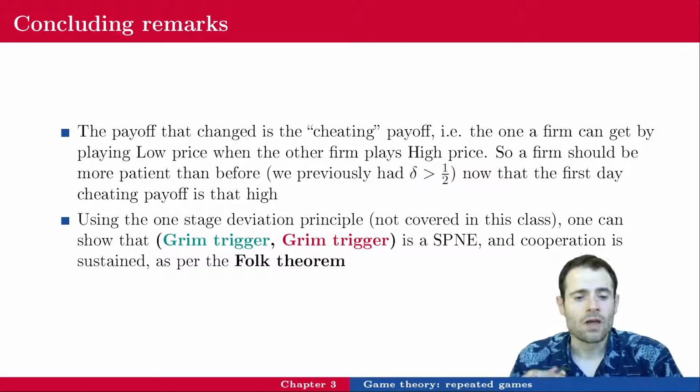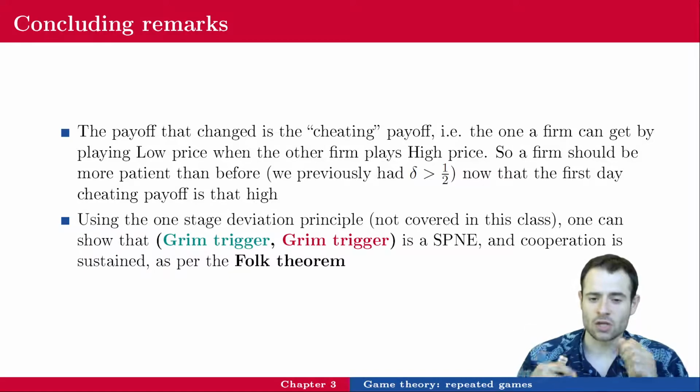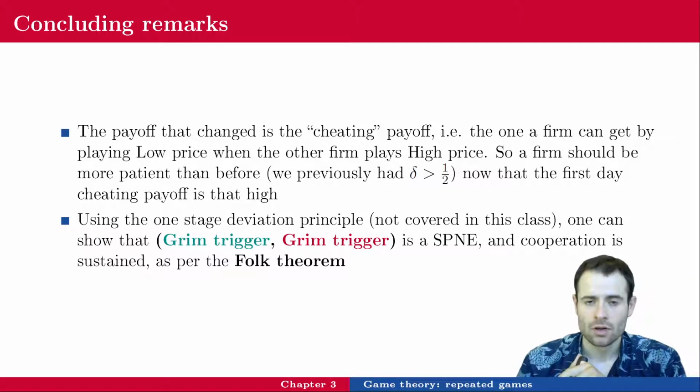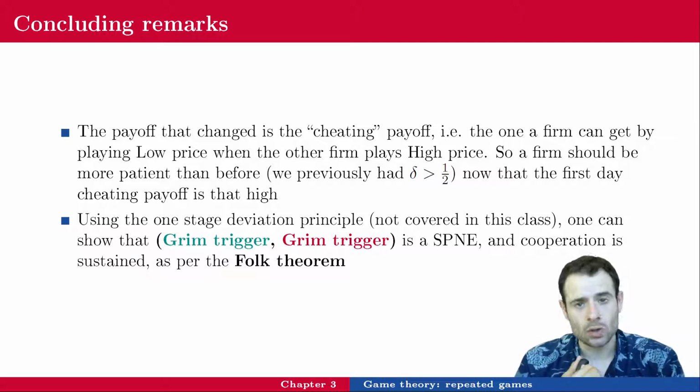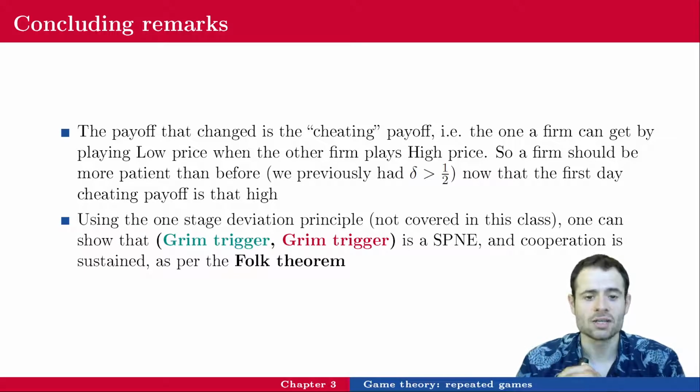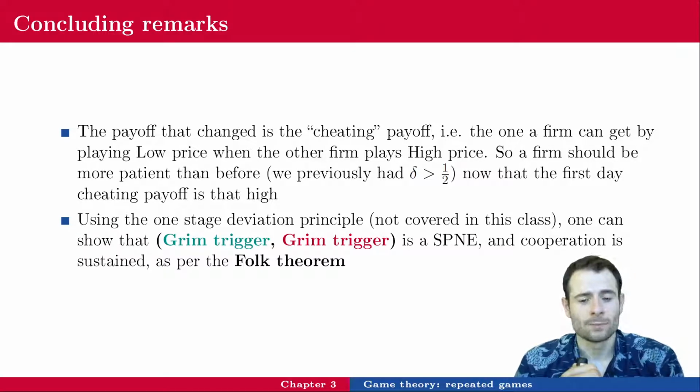Note, by the way, that using this one-stage deviation principle concept, we can show that Grim trigger is a subgame perfect Nash equilibrium. And cooperation is sustained as per the Folk theorem.